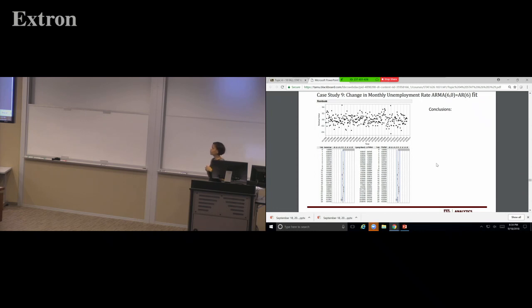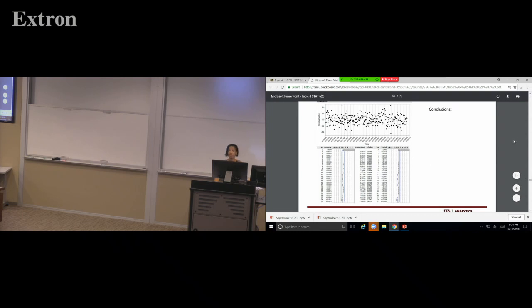So it's a valid model, but you might not want to use it because it's not going to be easily explained, right? It's hard to explain an AR6 where you have phis that are not significant. So not a parsimonious model, but it is valid.